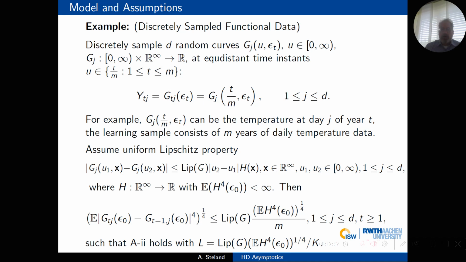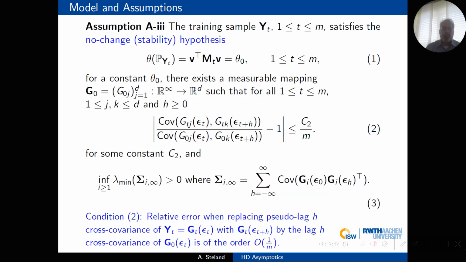Because of this Lipschitz property, and because we have a discretization where the grid size here is 1 over m, this carries over to the L4 norm, and if you accumulate, then this remains bounded, so our assumption is fulfilled. So you may think of discretized smooth data curves which are Lipschitz, and then this assumption holds. The third assumption imposes conditions on the training sample.